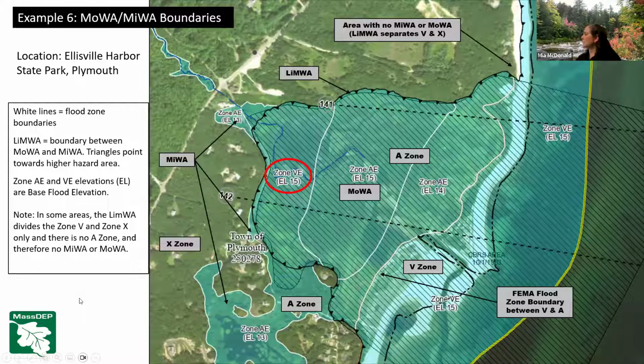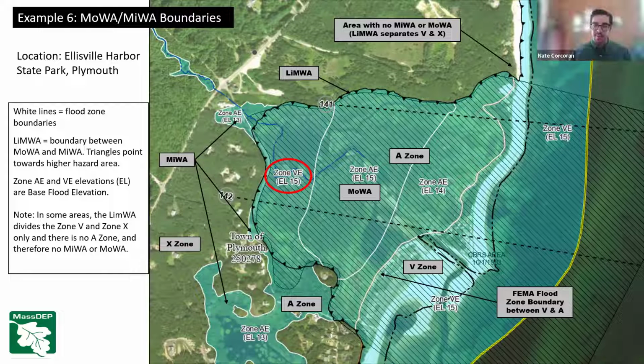Okay, example 6, we're back to Nate. This is another complicated example. So starting on the seaward side, you can see there's a V zone. As you go landward, you see that it goes to A zone. And because there's no LIMWA separating that V zone and A zone there, that A zone is the MOA. And then as you go a little further landward past the MOA, you see V zone again. So this is an area of wave regeneration.